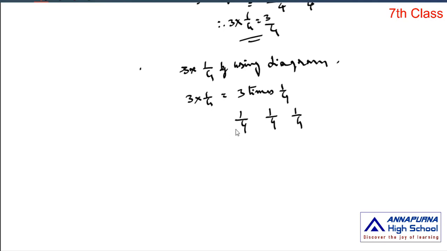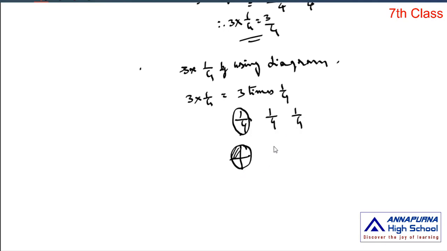Yes, we can draw. What is the meaning of 1 by 4? Here the whole is divided into 4 equal parts. Out of 4 parts, one part is shaded or taken. Let the diagram be, say, one circle. This is the whole. The whole is divided into 4 equal parts. Out of these 4 parts, how many parts are taken? One part. Therefore, you shade one part. That's it. So, this is the diagram for 1 by 4.